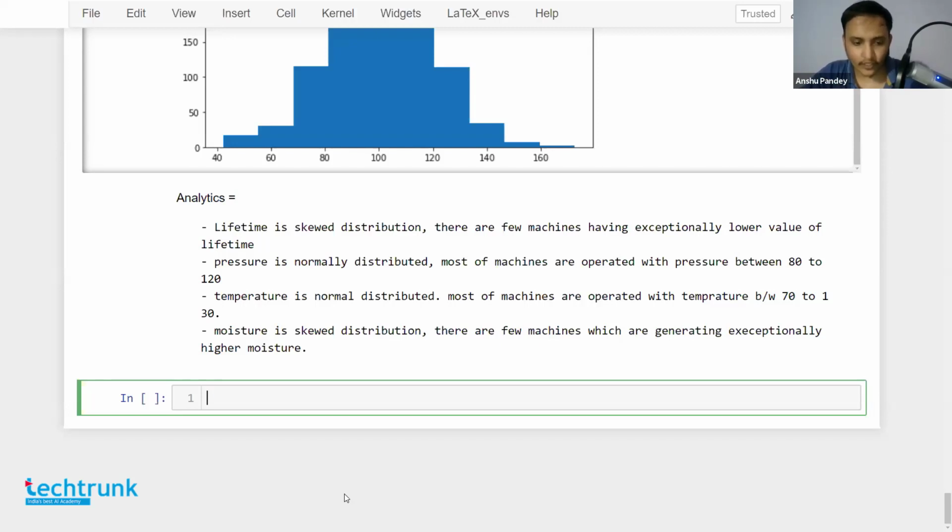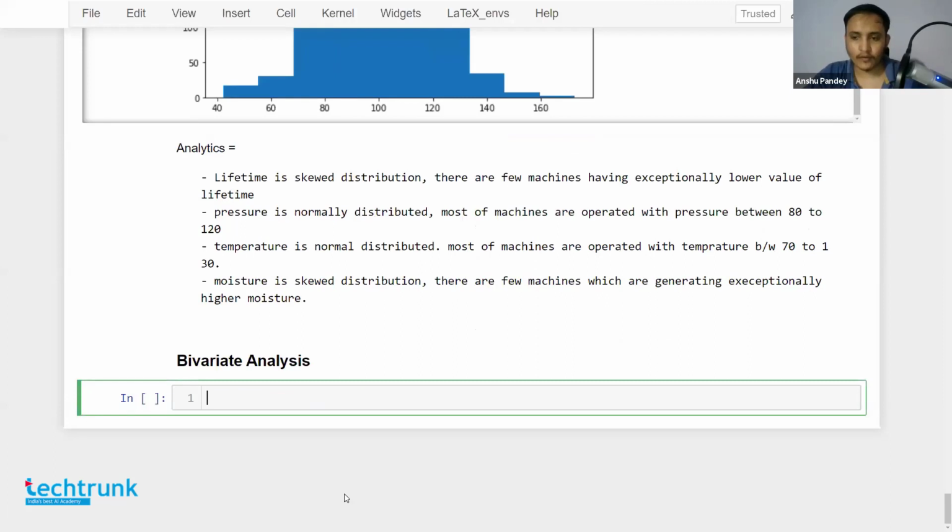Right, so now we're going to be shifting to the idea of bivariate analysis.